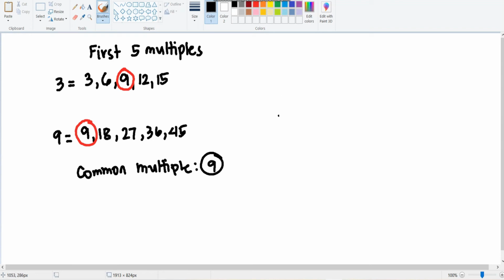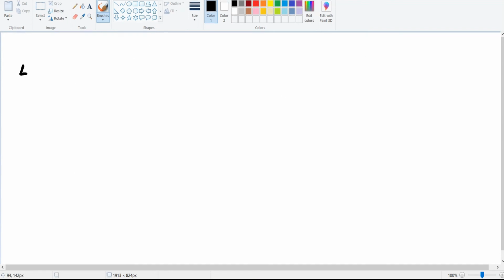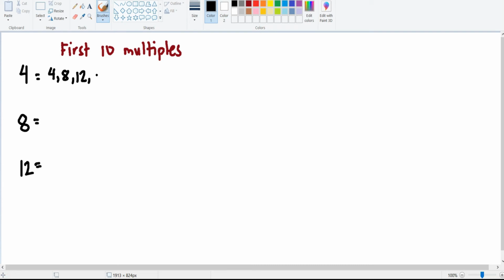Okay, let's have another example. How about three given numbers? We have 4, 8, and 12. We are going to list down the first 10 multiples of each given number. Only the first 10 multiples. Let's start with 4. So we have 4, 8, 12, 16, 20, 24, 28, 32, 36, 40.